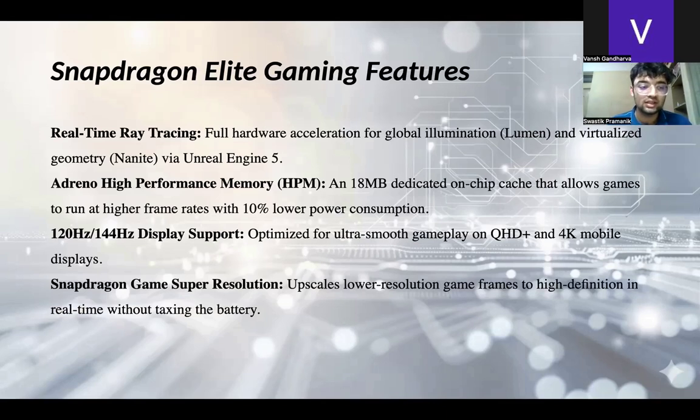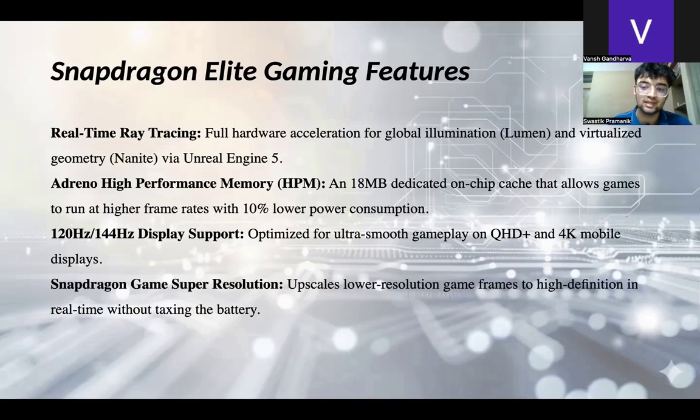Now we can also see another key feature, which is high performance memory, an 18 MB on-chip cache. This improves frame rates, which is very important in games. The chip also supports 120 hertz as well as 144 hertz displays, ensuring smooth gameplay, and the Snapdragon Game Super Resolution uses AI again to upscale graphics, giving high quality visuals.